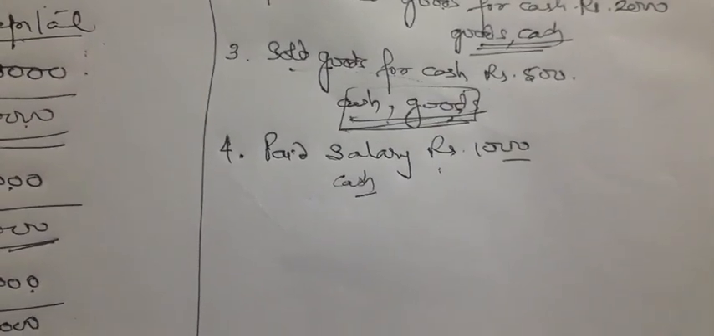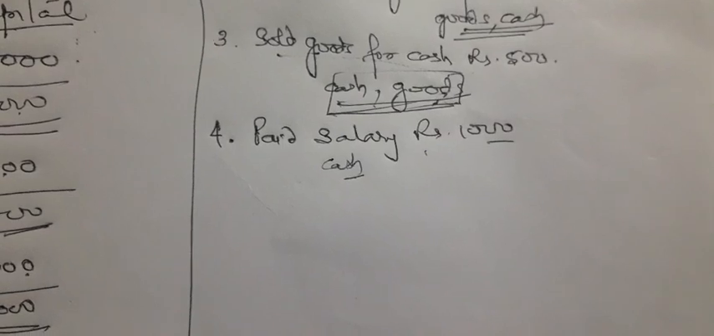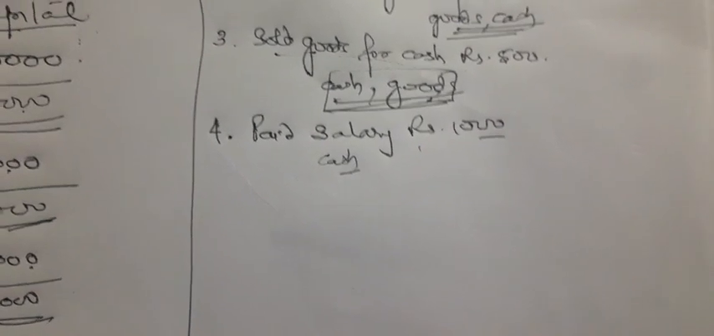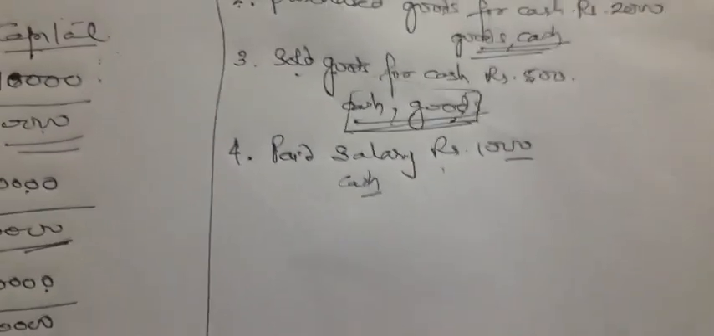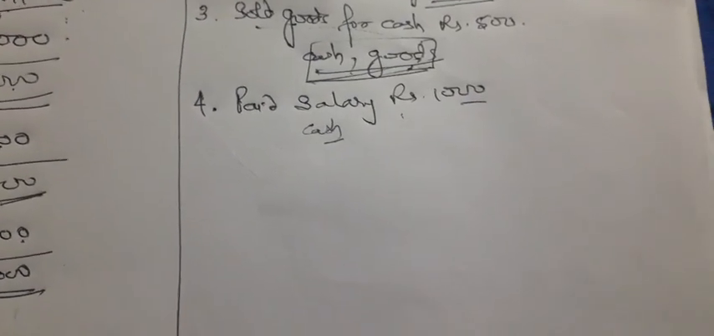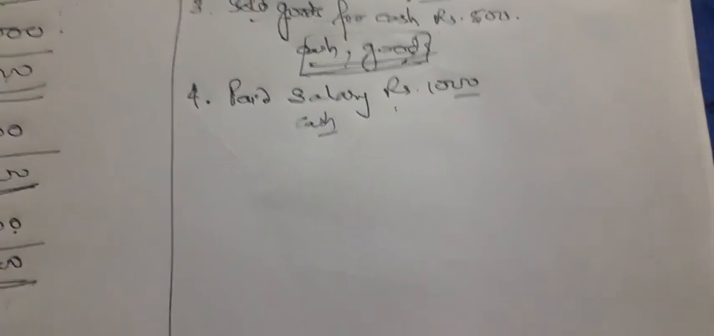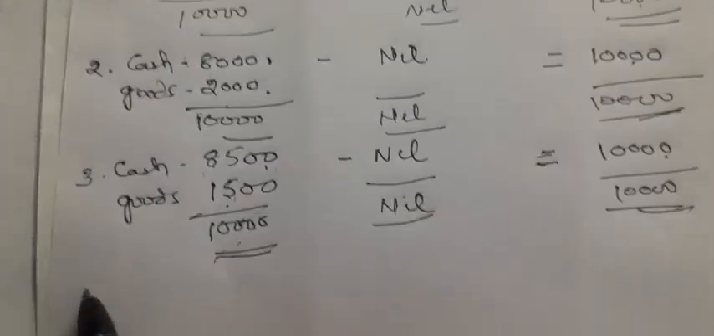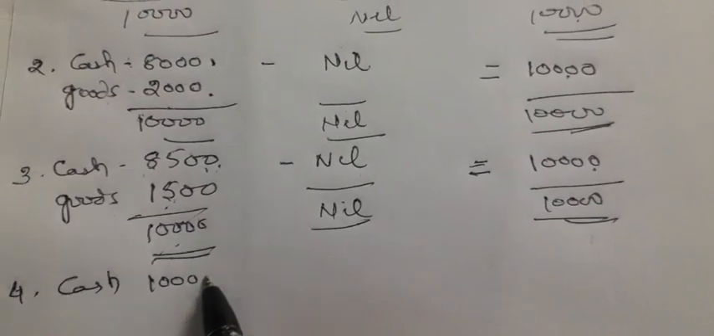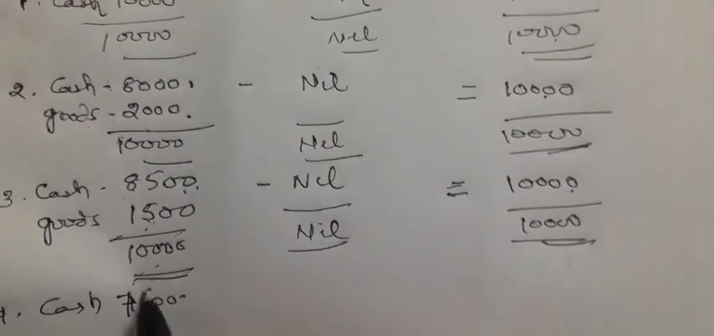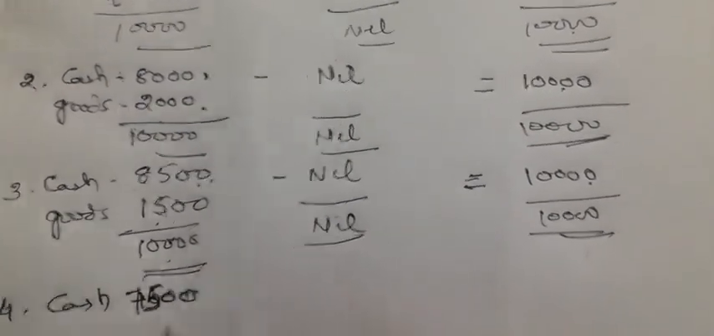So when there is an expense or loss, it directly affects the capital. When there is an expense or loss, capital is reduced. When there is income or gain or profit, capital increases. So in this case, because salary is being paid in cash, the cash which was 8,500 is reduced by 1,000, because we have paid salary in the form of cash. Now we have cash of rupees 7,500. Remaining cash is 7,500.